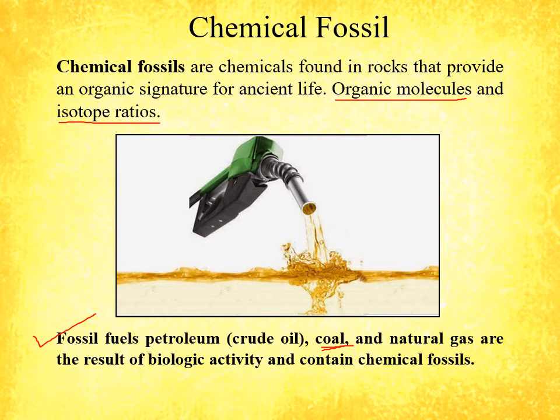After their death they are deposited, and with due time they got some modifications, they got some changes into them, and ultimately they form petroleum, or ultimately they form coal. So these are the chemical evidences of biological remains, or chemical evidences of biological bodies present during that time. These are known as chemical fossils.